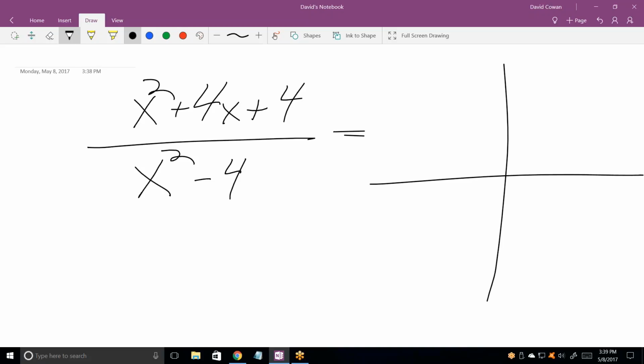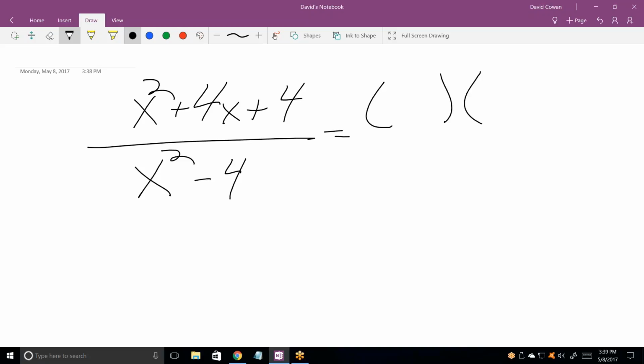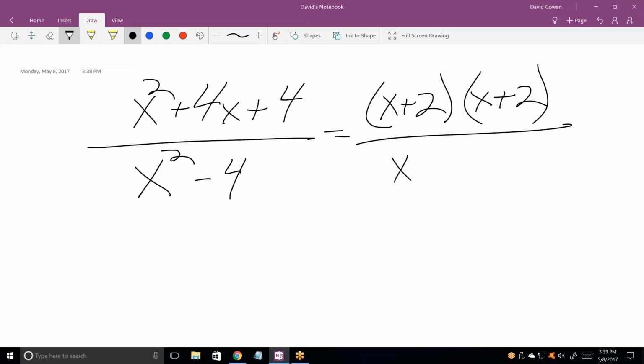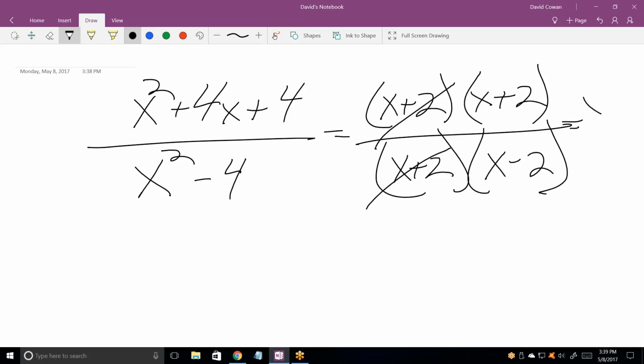Well, first of all, what should I do with this? Find your x-intercepts and your two asymptotes. When you see a quadratic in the numerator and a quadratic in the denominator, factor. So what's the top factor into? x plus 2 squared. x plus 2 and x plus 2. What's the bottom factor into? x plus 2, x minus 2. Now notice that because we can cancel, this whole thing turns into x plus 2 over x minus 2.